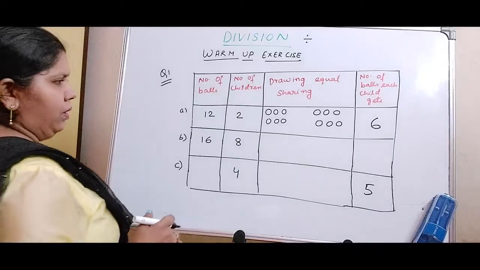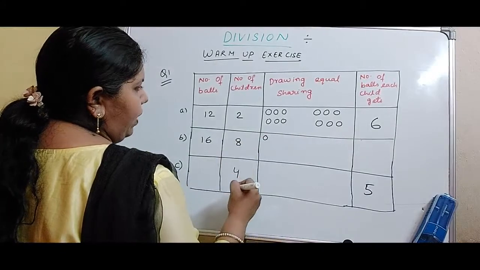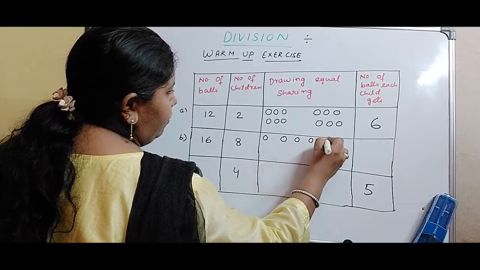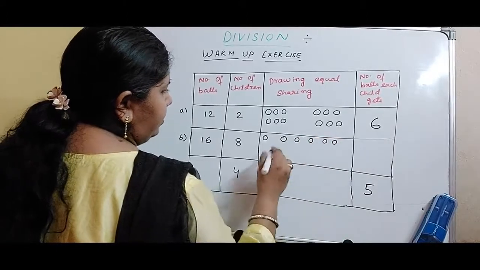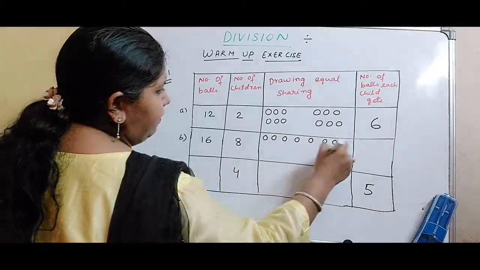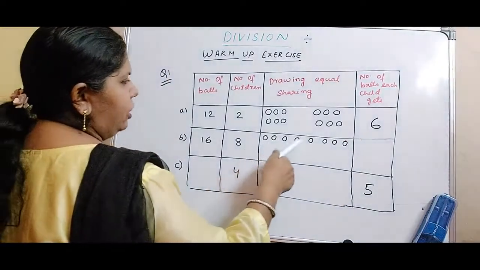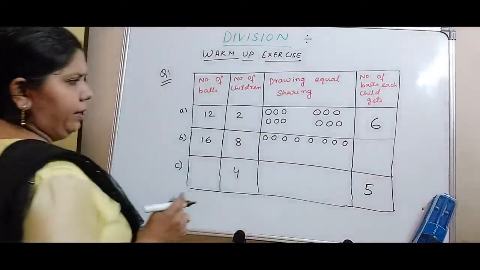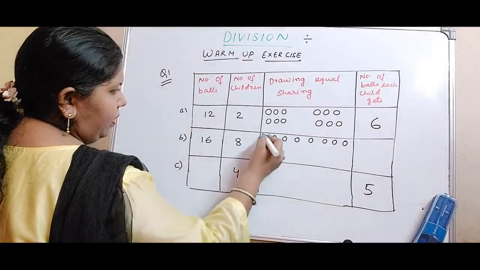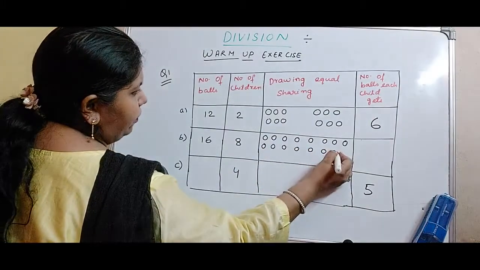We have to form 8 groups first. The first child will get this 1, the second child will get 2, then 3, 4, 5, 6. Sorry, I have given 2 spaces. So 1, 2, 3, 4, 5, 6, 7 and one more, 8. So for 8 children we have already given 8 balls. Now how many balls are there? 16. So the 9th ball here below, then 10th, 11th, 12th, 13, 14, 15 and 16.